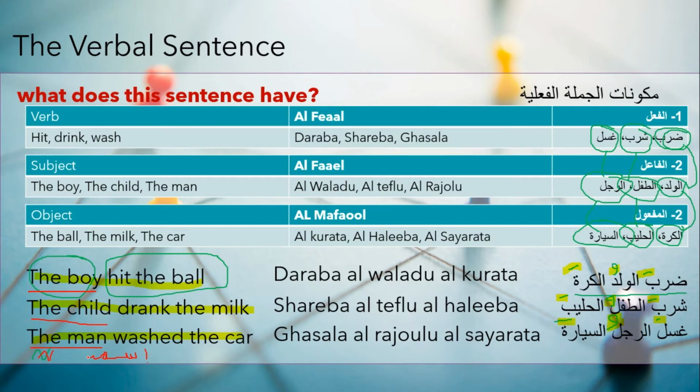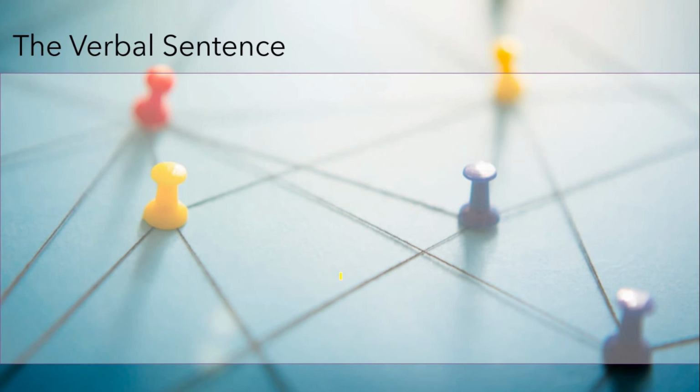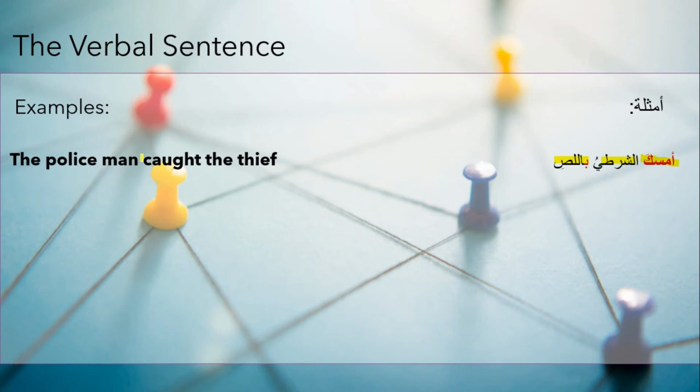If you want to translate the sentence into English, literally, it will be jumlatun ismiya, because the nominal sentence follows exactly the same structure as the English language. That's why I'm trying to identify this here for you, just to connect the information together. So let's have some examples now about the verbal sentence.